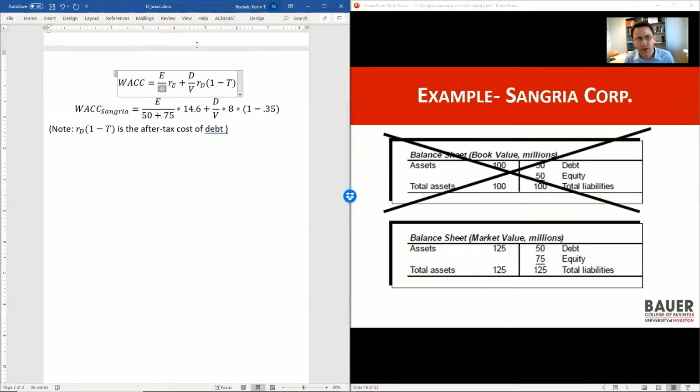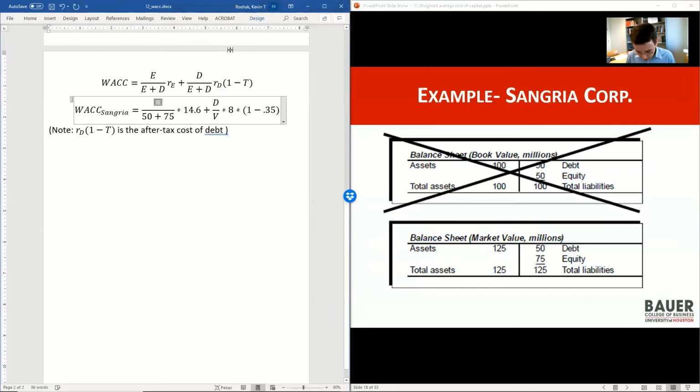So if you want to rewrite the WACC formula, you can put equity plus debt in the denominator instead of value, because it's the same thing, right? The total value of the company is the sum of its debt and equity. So the equity has a market value of 75, debt has a market value of 50, and the total value of the company is the sum, so 125.